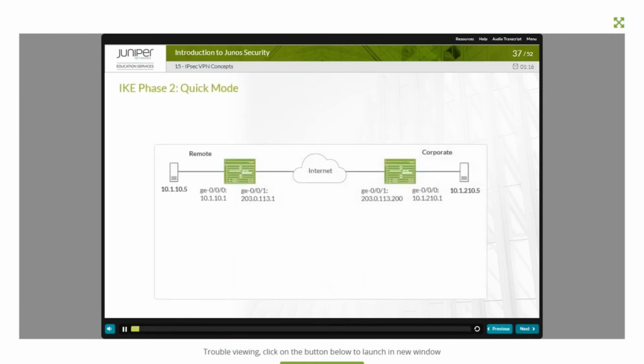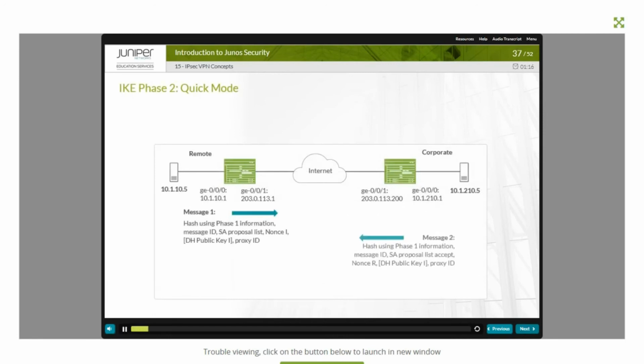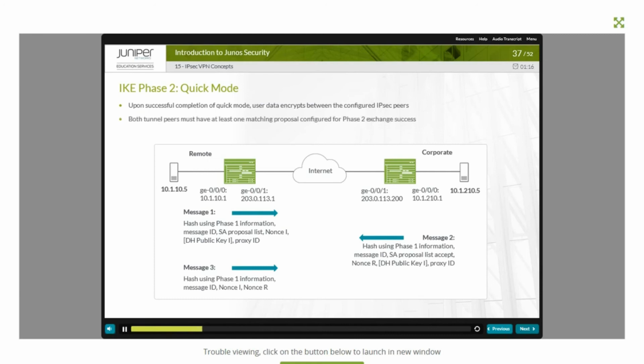Once Phase 1 is complete, proposals exchange to establish a Phase 2 tunnel used for a specific VPN. Upon successful completion of quick mode, user data encrypts between the configured IPsec peers. Both tunnel peers must have at least one matching proposal configured for Phase 2 exchange success. The result of Phase 2 is to create an IPsec VPN for user data to securely transmit through the network.